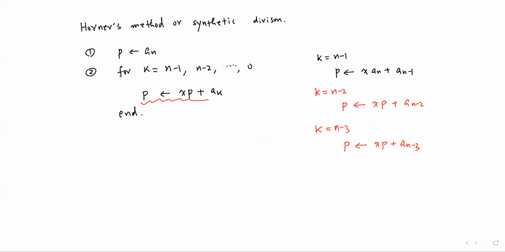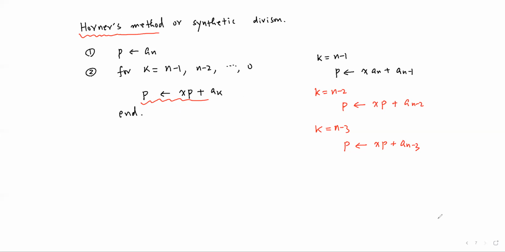Yeah, to compute the value of a polynomial, usually we use Horner's method, very fast. This method minimizes the number of multiplications. This is the second topic.